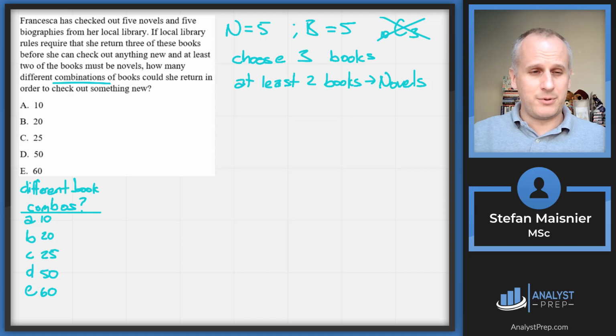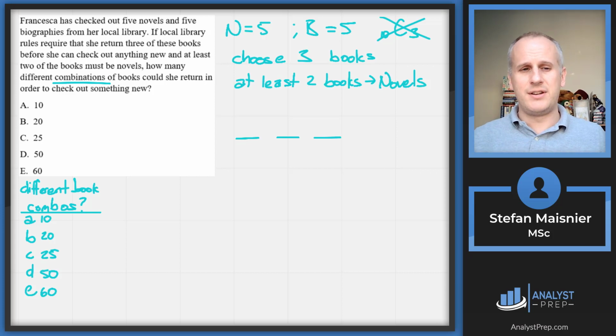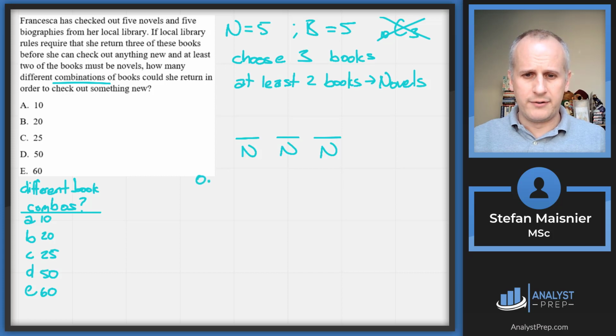So then, how do we do the spaces? First off, we know we're selecting 1, 2, 3 books, and we have to consider the different ways that we can select those books. So we know that at least 2 of the books have to be novels. So it's got to be novel, novel, novel. Or it's got to be novel, novel, and a biography.